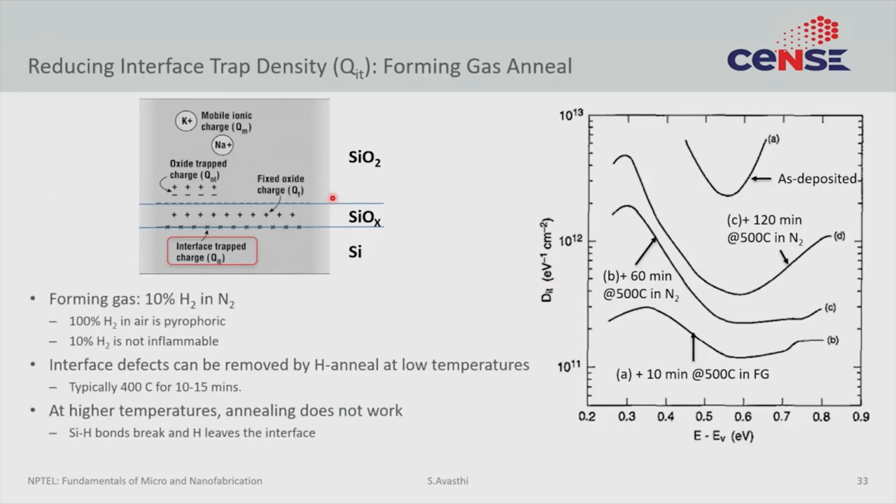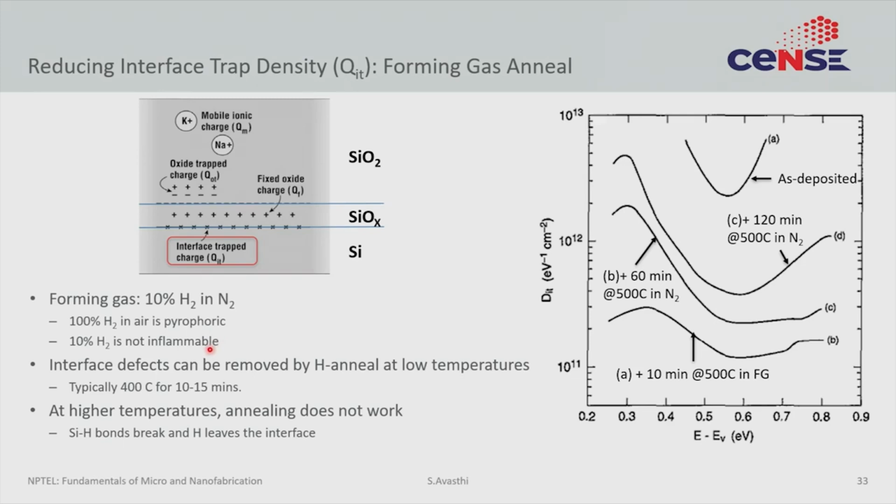Let's go further. So what do we do? How do we fix this? So the easiest way we know how to fix this is to use forming gas anneal. Forming gas is just a mixture of hydrogen and nitrogen. The reason why we use forming gas and not pure hydrogen is purely for safety. 100% hydrogen is actually a very dangerous gas. It can explode if it comes in contact with oxygen. However, 10% hydrogen in nitrogen is very safe. You can safely use it in ambient atmosphere without any danger of explosions. So that's why industry likes forming gas more than pure hydrogen.